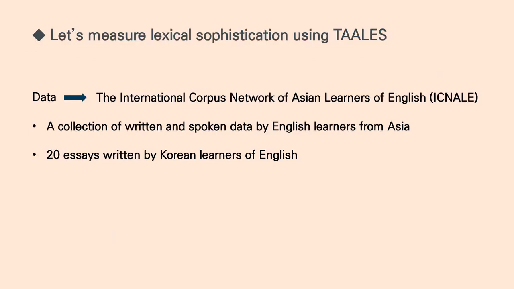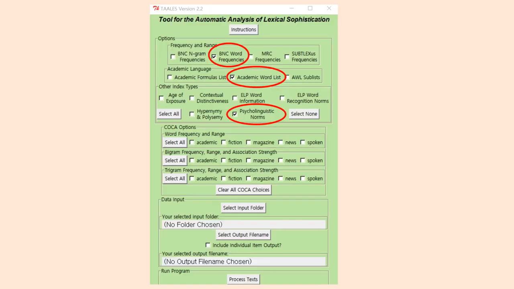The data I used came from the corpus named ICNALE. The I stands for the International Corpus Network of Asian Learners of English. ICNALE is a collection of written and spoken data by English learners from Asia. The specific data for this video is 20 essays written by Korean learners of English. Then let me show you how to measure lexical sophistication.